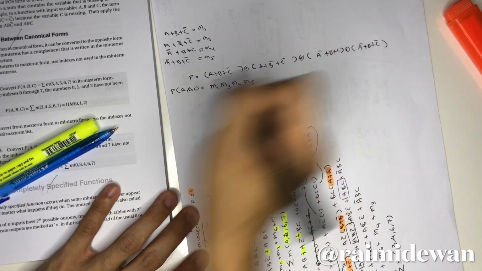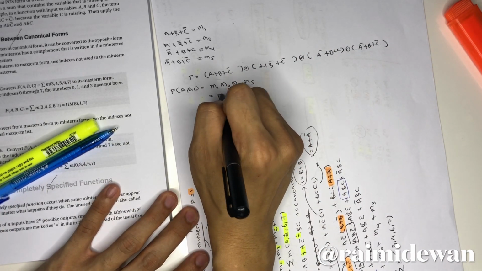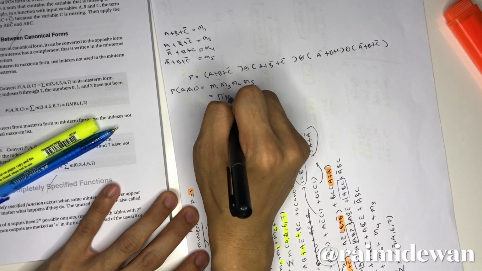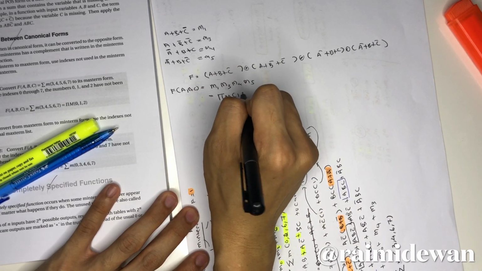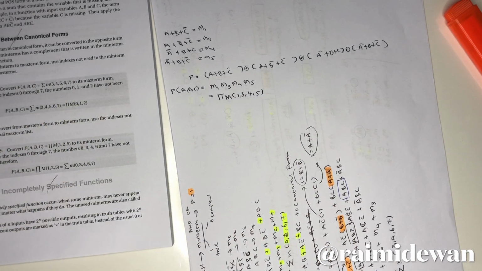Then the next, simplify further, then you have it in this form. You have M, then numbers 1, 3, 4, 5. So far so good?